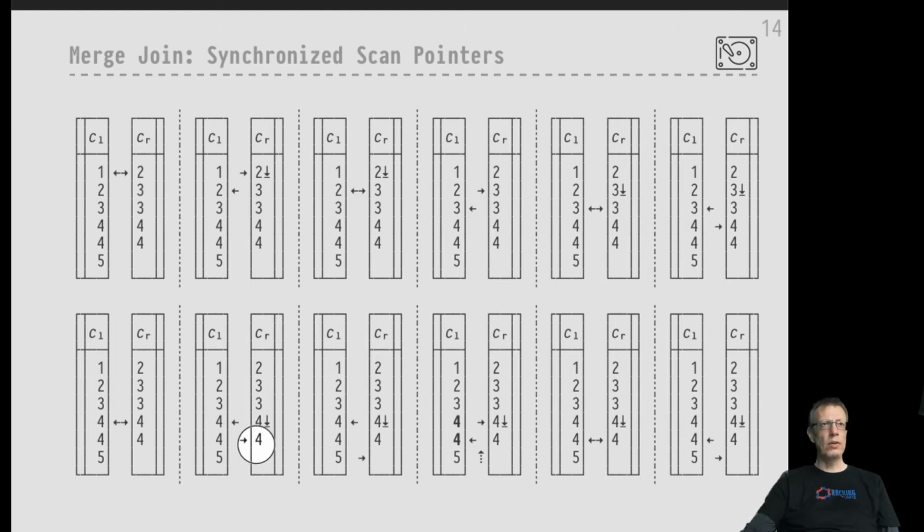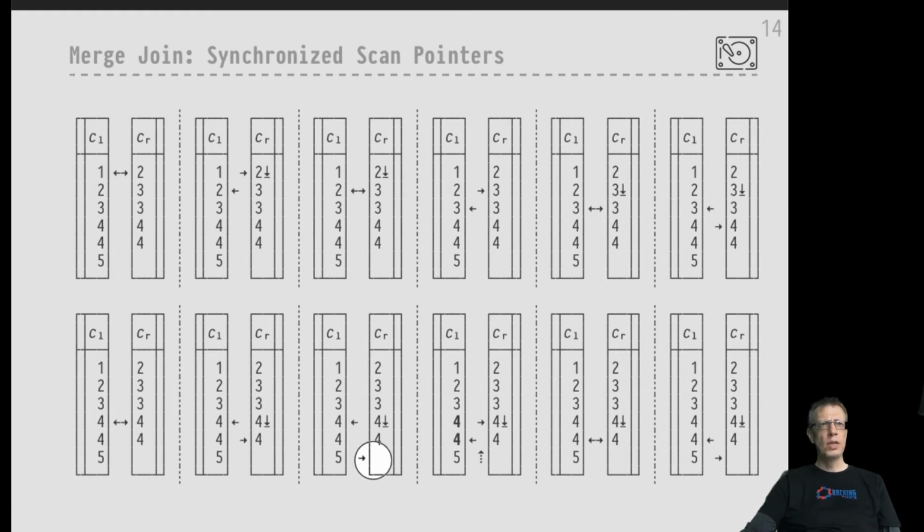Another match has been found. This row and this row both agree in their CL and their CR values. One more row to be emitted into the result. It's time to move forward the CR pointer again. All right, and you see that indeed it has hit EOF at this particular point.